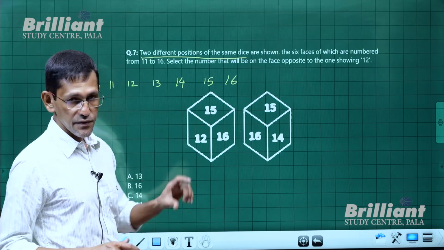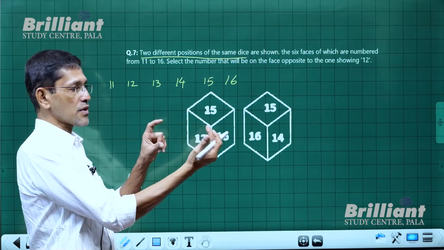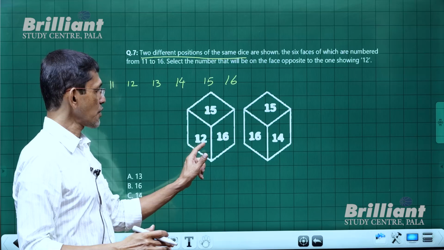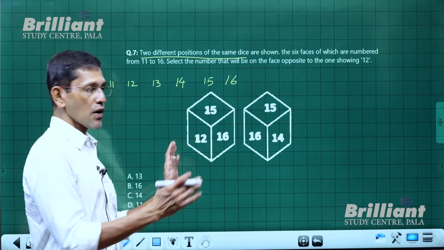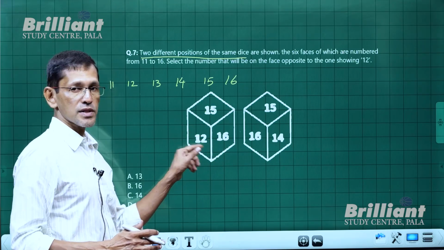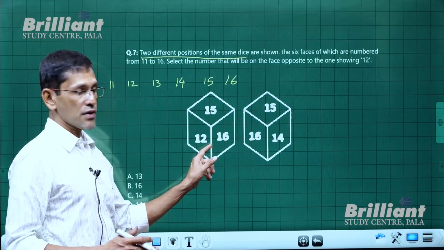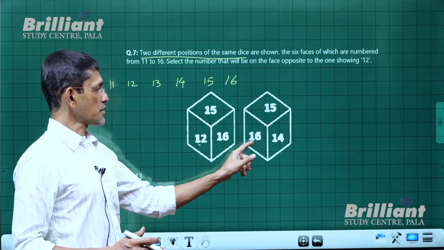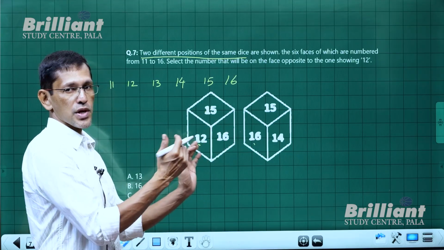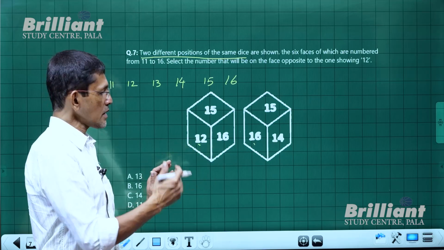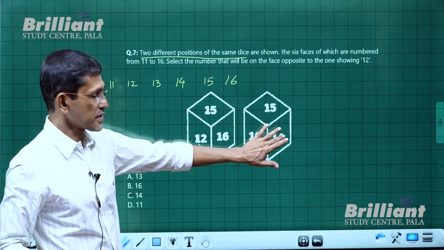So ultimately, if the dice is held like this and 15 is on the top, that doesn't change. The only thing is the dice is rotated. So 12 disappeared, and 16 is here. Now, what happened? 12 is turned and 12 is at the backside. Now 16 came to the position of 12. So just one rotation, towards the left. And now 14 has appeared. So 14 seems to be at the front of the dice.